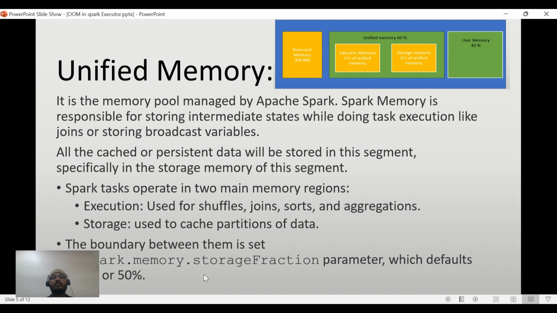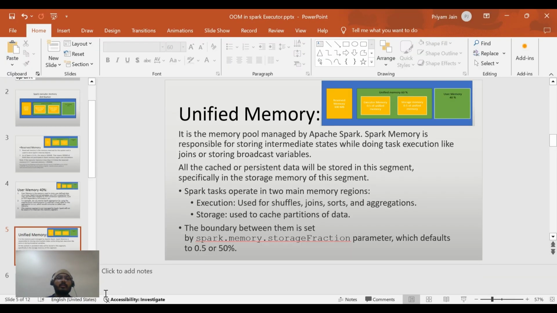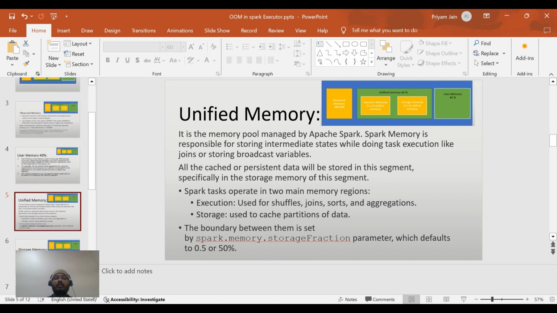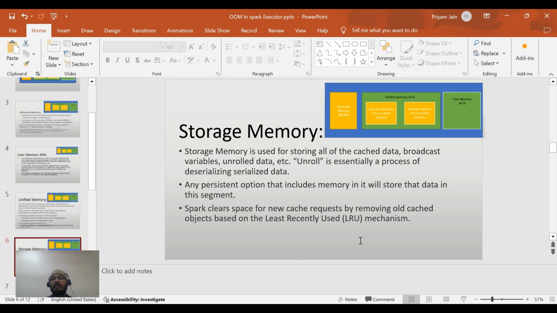Then the boundary between them is set by the spark.memory.storageFraction parameter, which defaults to 0.5 or 50%. Already I have set that 0.5 of the unified memory. Then we will see the use of storage memory explicitly. Storage memory is used for storing all the cache data, broadcast variables, unroll data, etc.